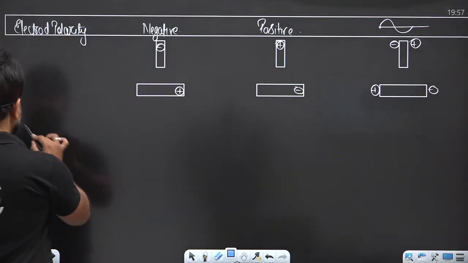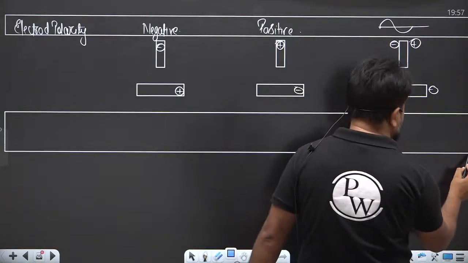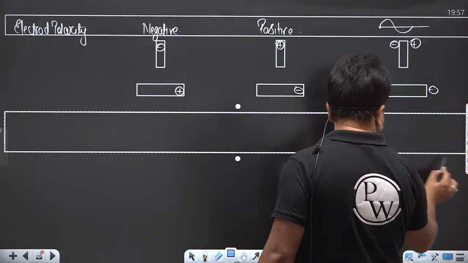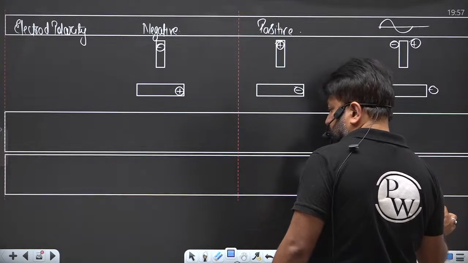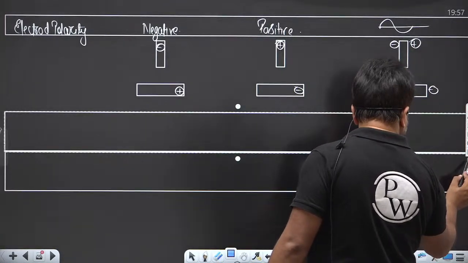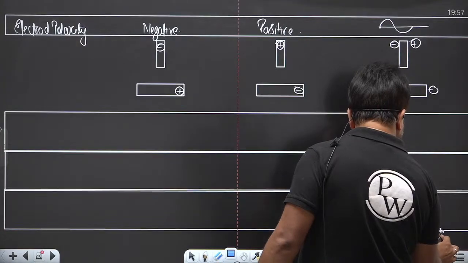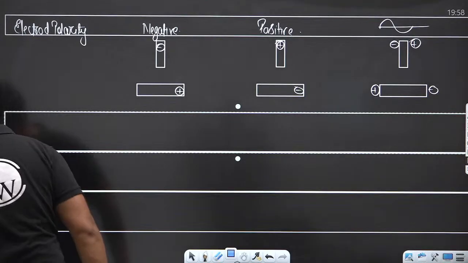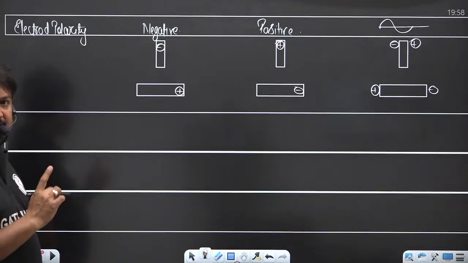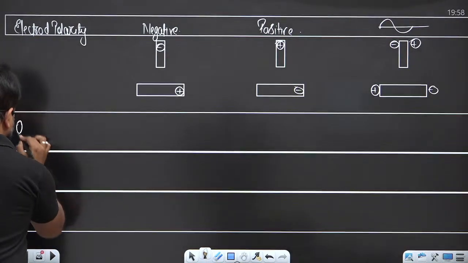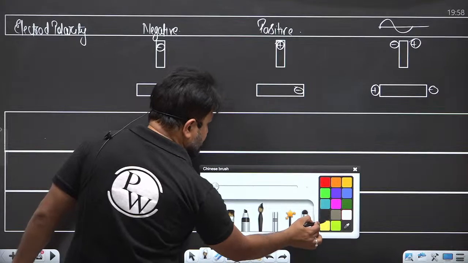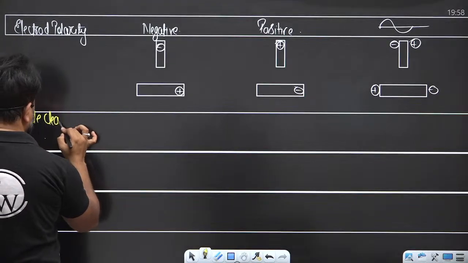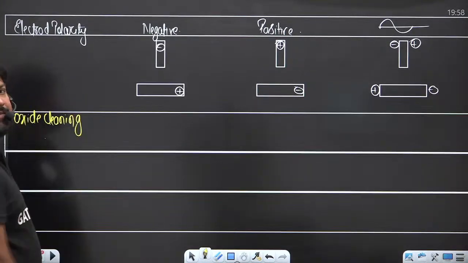Now, in which case will the oxide cleaning take place? First, second, and this is third. Please listen carefully. Here I'm going to write oxide cleaning.